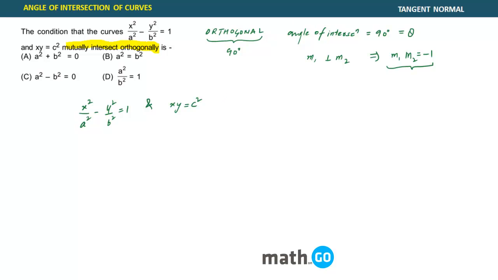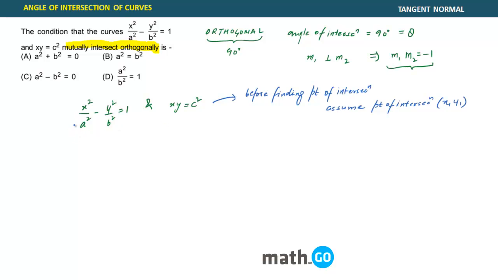Now let us assume that they intersect at x1 y1. Before even going for solving and finding the point of intersection, what you people should do actually here, let's assume that the point of intersection is x1 y1, right? Point of intersection is nothing but x1 comma y1.